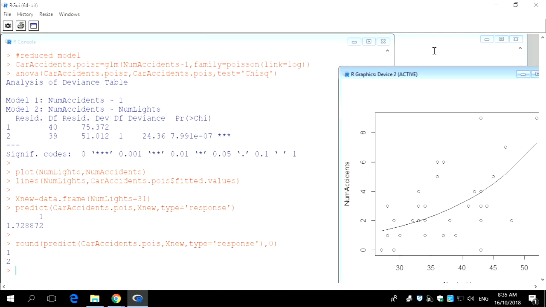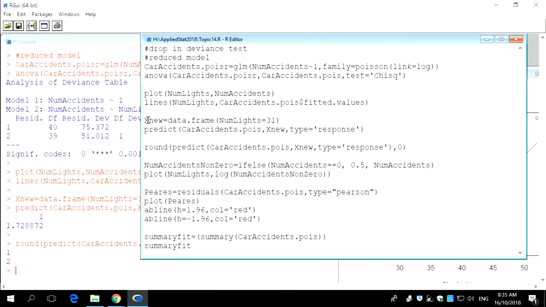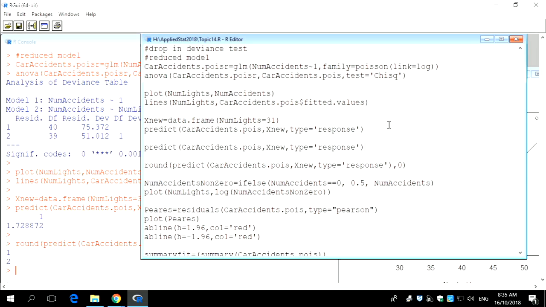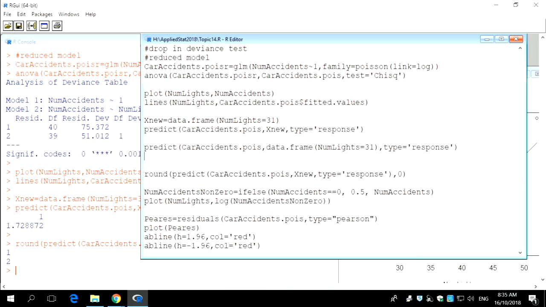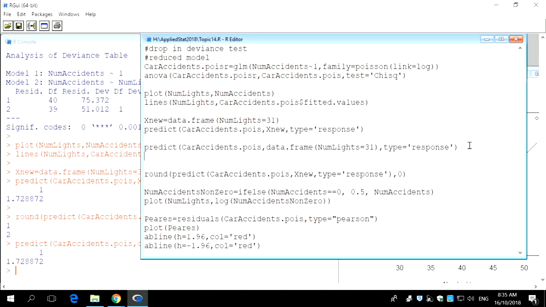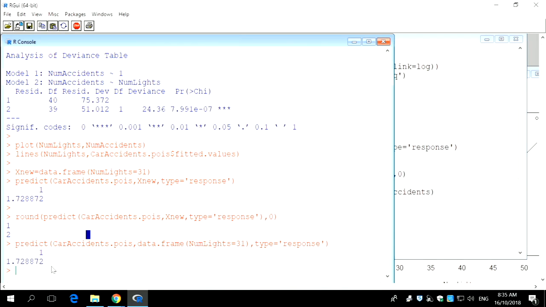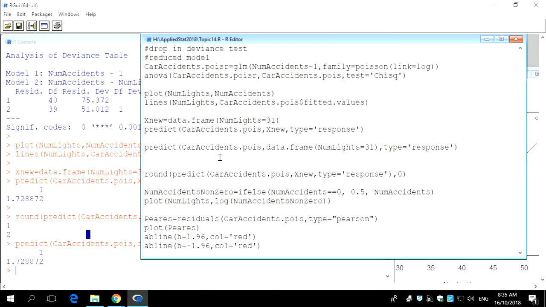So I think the first question here is how about we do not specify x new, we just use the data frame directly in the predict function. Let's have a try. If you put data.frame here and then run R, you can see that you obtain exactly the same thing. So if you do not want to, you can put this whole data.frame function into the predict function. So do I answer the first question?